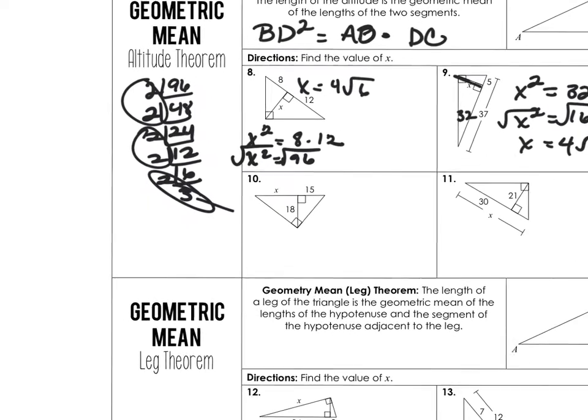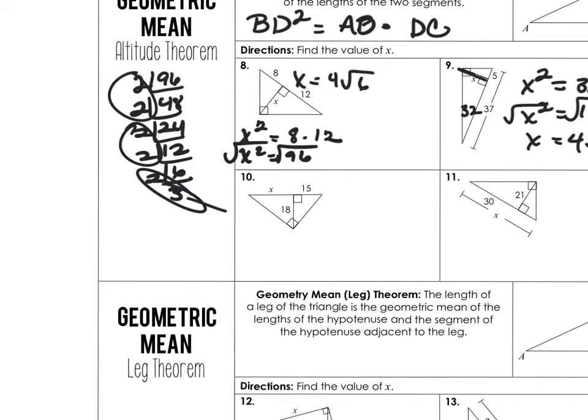The next one is a little more complicated because the x is a segment, but the altitude is 18. So you say 18 squared is equal to 15 times x. Then you would end up dividing by 15. I'd put in my calculator 18 squared divided by 15, and I would get x is equal to 21.6.